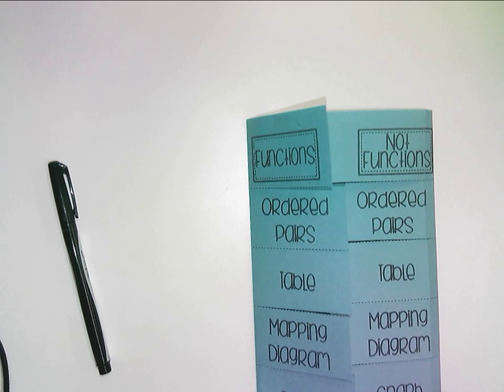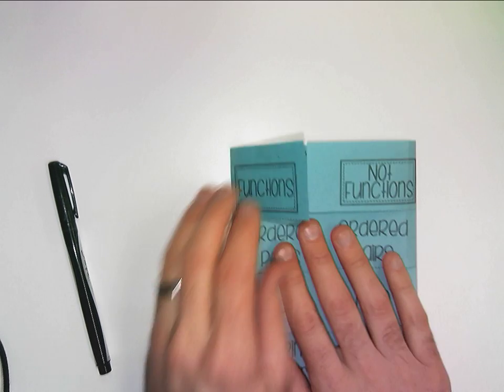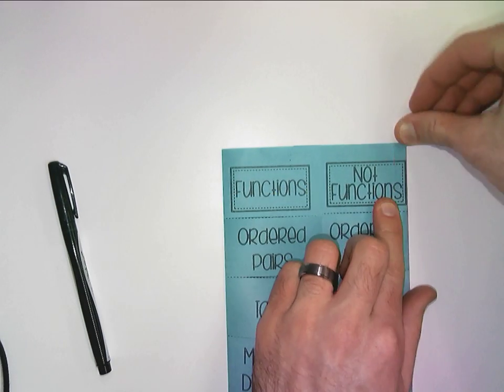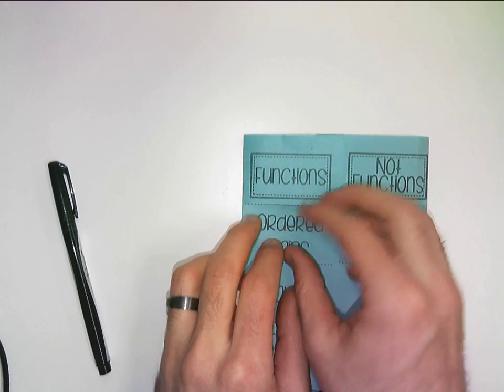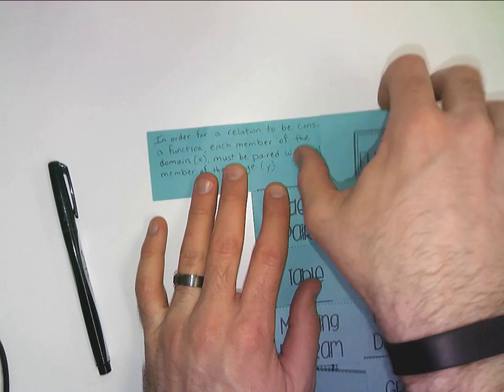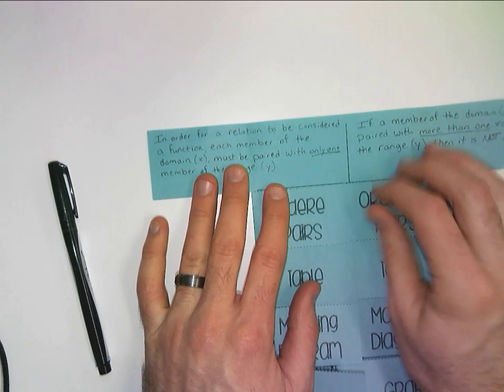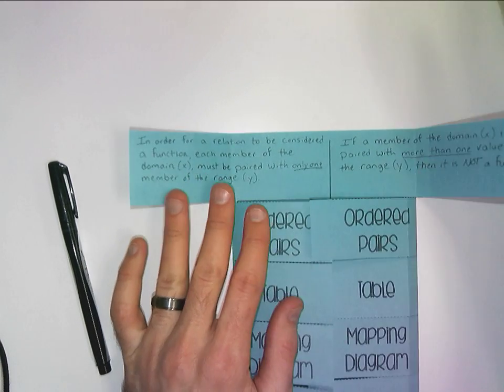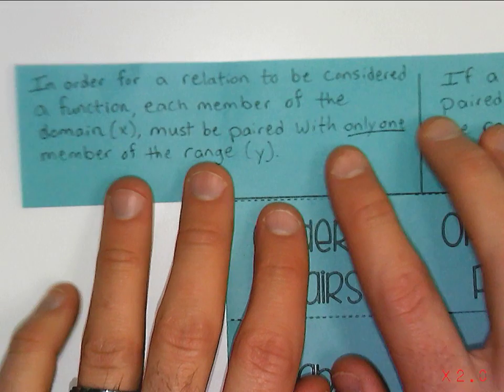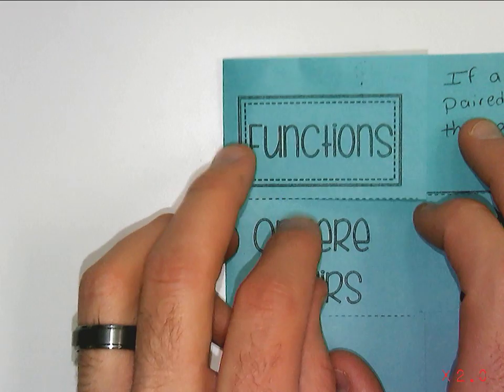So let's get started. Let's first look at what determines what a function is and what determines what a function isn't. Okay, so functions, we're going to have a definition in here. So open this side up, and also the other side will open up as well. Okay, so we're looking at functions on the left-hand side.